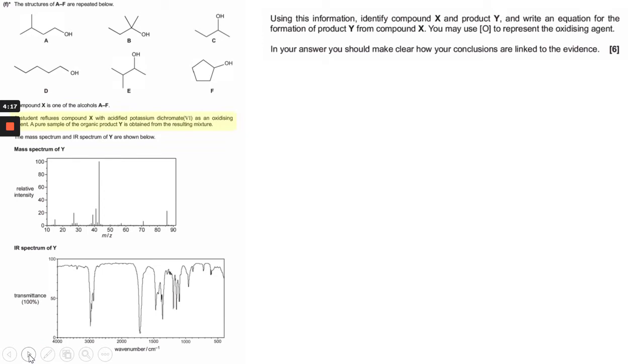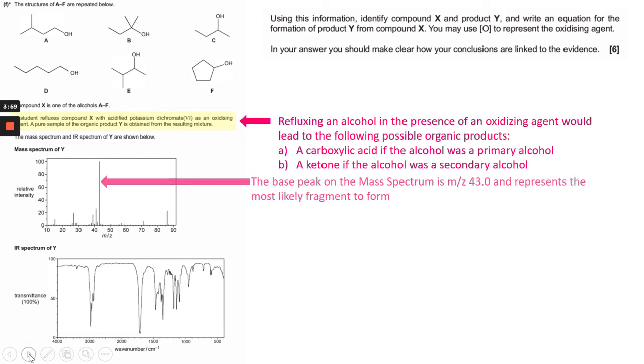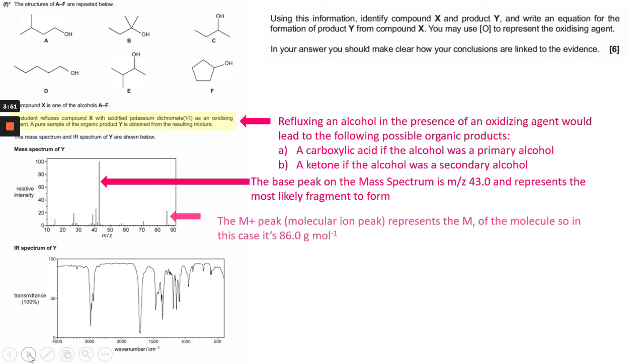So having a look at the first bit of information, refluxing an alcohol in the presence of an oxidizing agent would lead to either a carboxylic acid if the alcohol was primary, or a ketone if it was secondary. So that means that your product, Y, can't be an aldehyde because that would be produced from distillation and not refluxing. The base peak of the mass spectrum is m/z 43 and represents the most likely fragment formed. We can come back to this a little bit later.